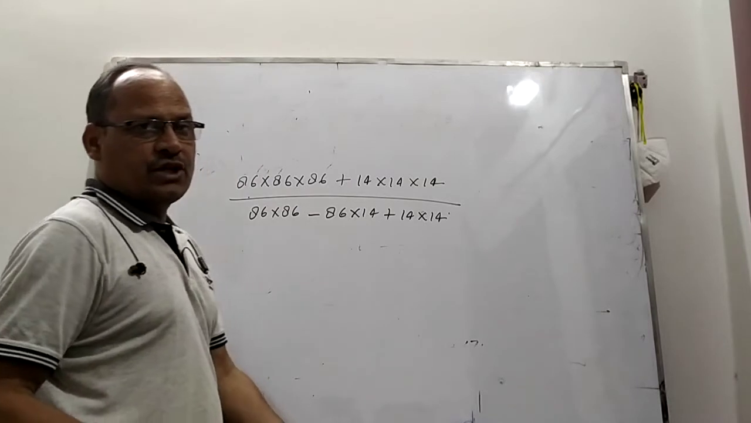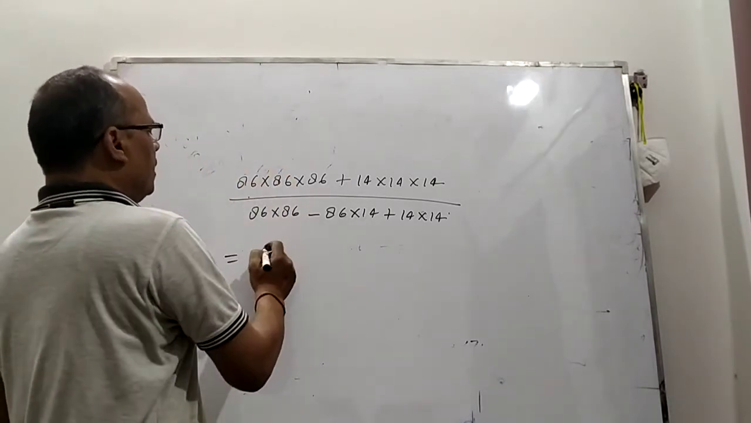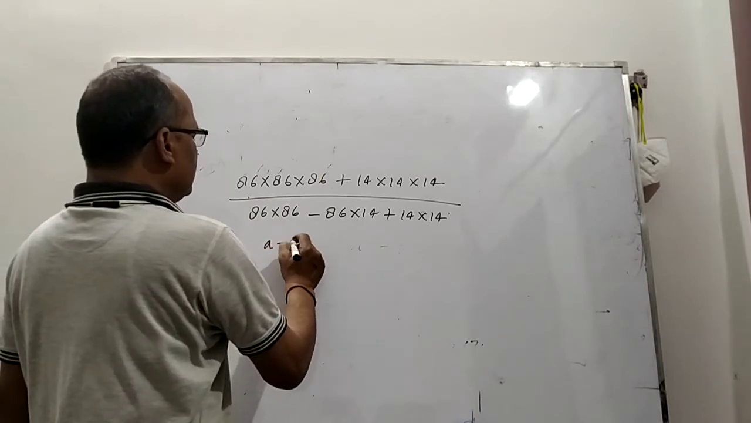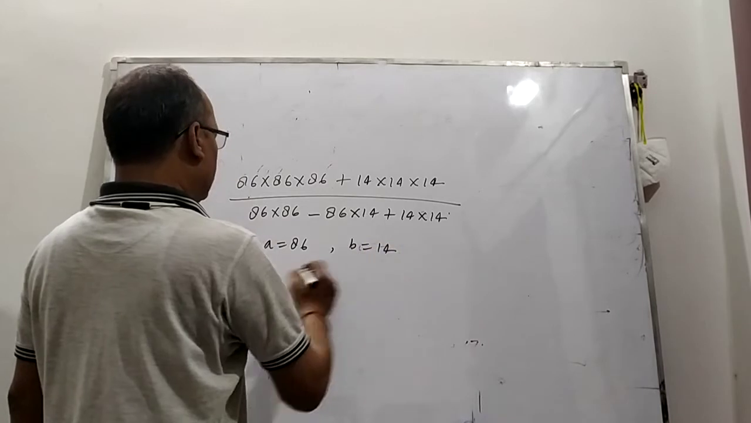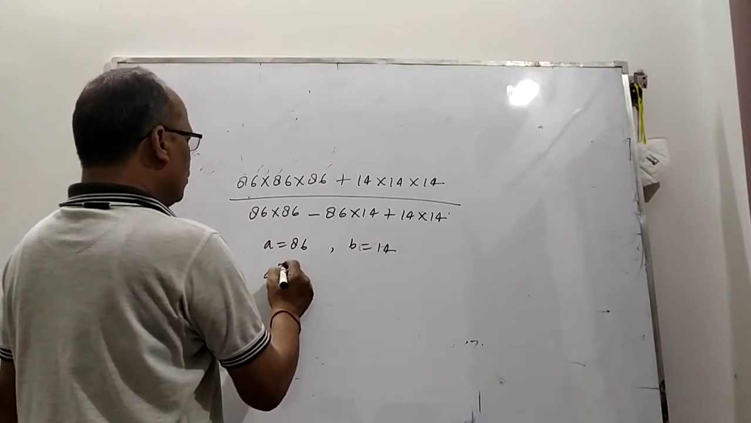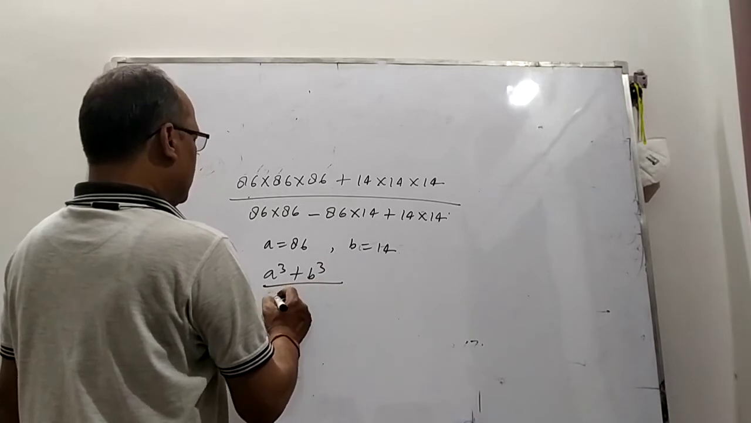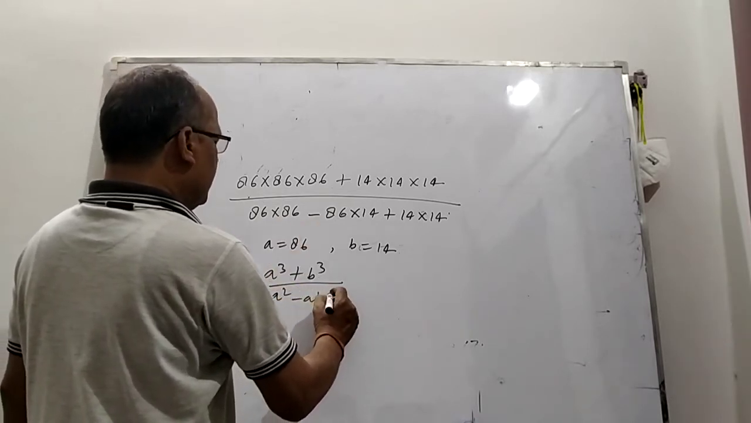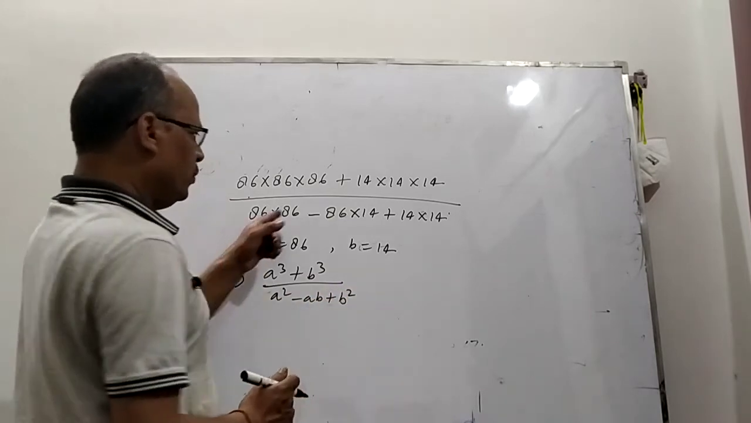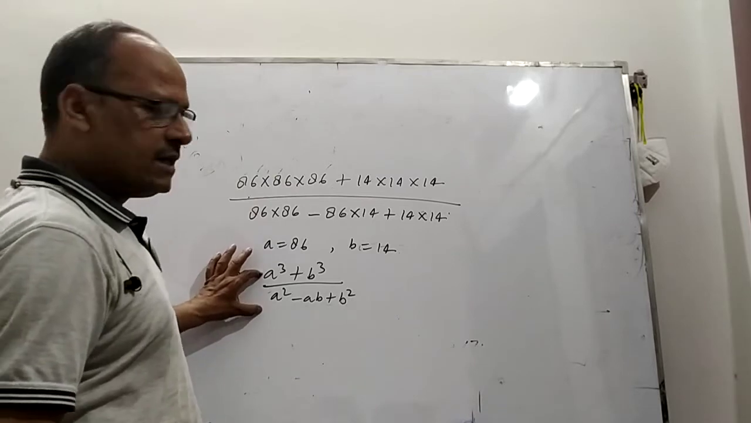You will care which identity you will use. This will be a equal to 86 or b equal to 14. a cube plus b cube upon a square minus ab plus b square. You will get this expression in the algebraic form.